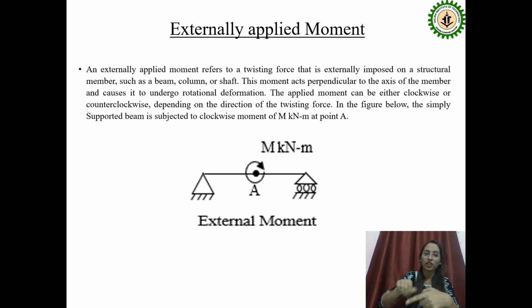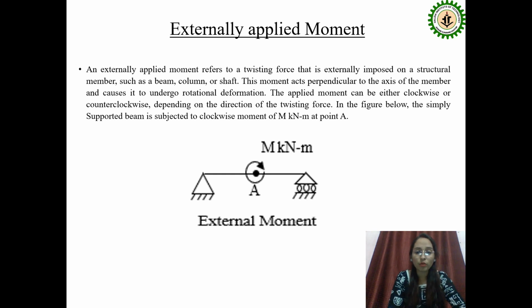So like this, if you take a screwdriver and try to rotate at a point, okay, what will happen? Moment will generate. An externally applied moment refers to a twisting force that is externally imposed on a structural member such as beam, column or shaft. This moment acts perpendicular to the axis of the member, vertical axis of the member, and causes it to undergo rotational deformation.